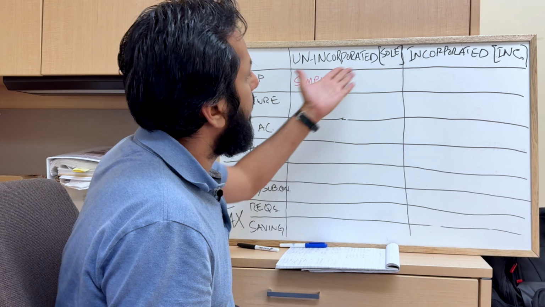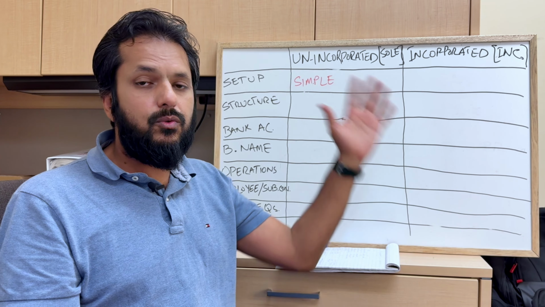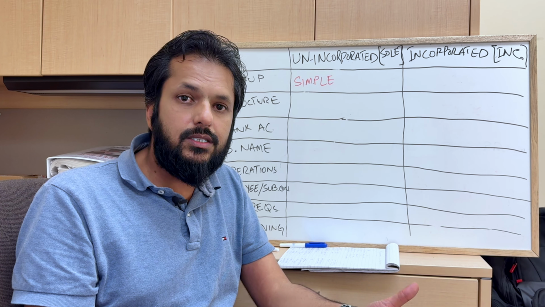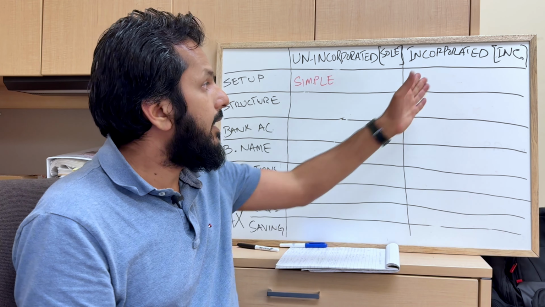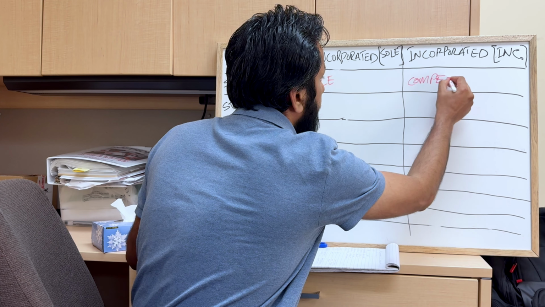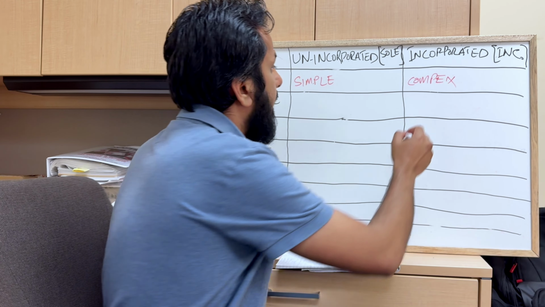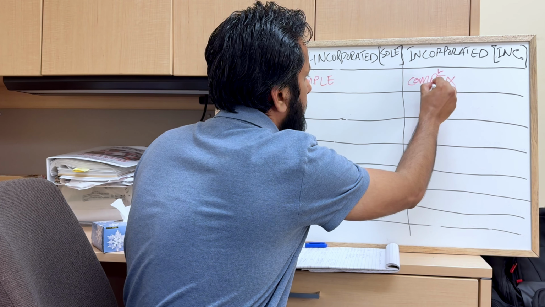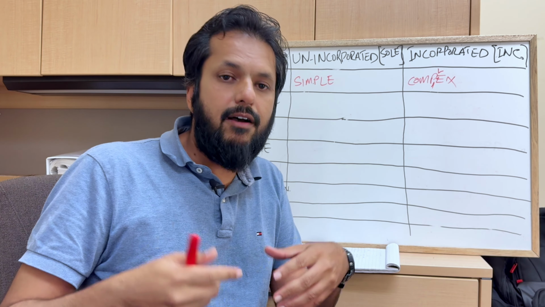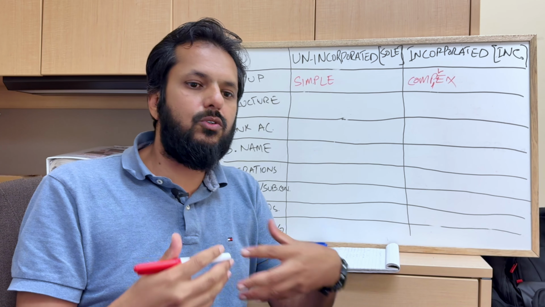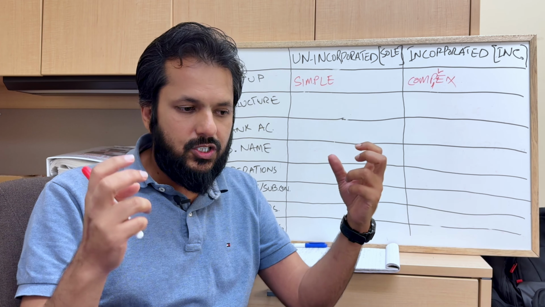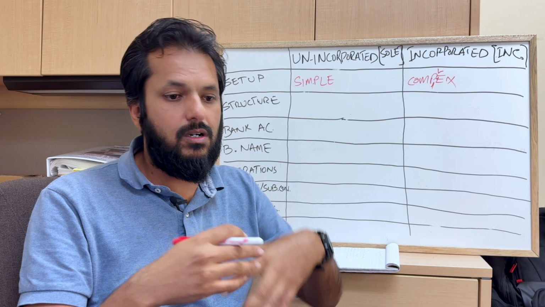Nothing. But if you want to be an incorporated IT consultant or IT contractor, then this is going to be a bit complex. So why is it going to be a bit complex? It's because you have to incorporate. That means you have to form a legal business structure, which is called a corporation.